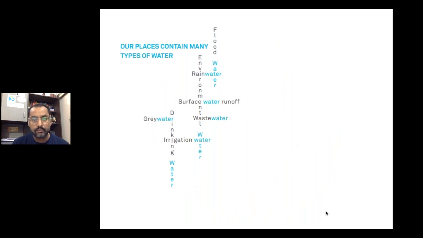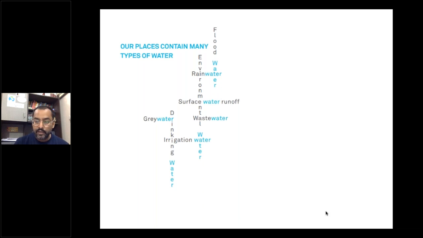There are many types of water. Water is not just one type. Even the glass of water that you drink is just like a product. You have to pay for that water. Even water that you buy in a PET bottle is treated by many layers of treatment. But if you see the heterogeneity and the quality differences, there are many types of water, like flood water, environmental water, surface water runoff, rain water, waste water, gray water, black water, green water, drinking water, irrigation water.